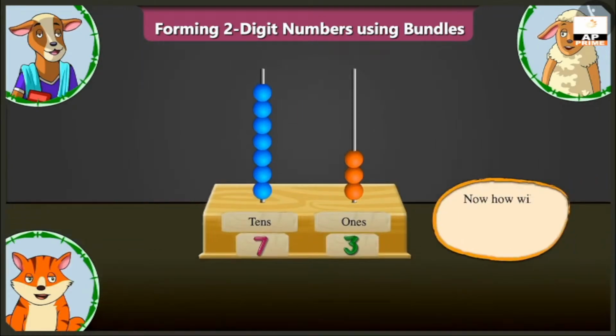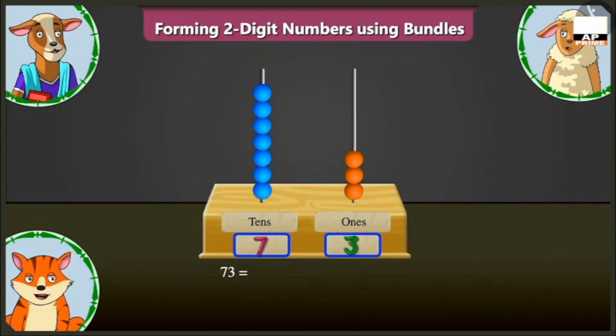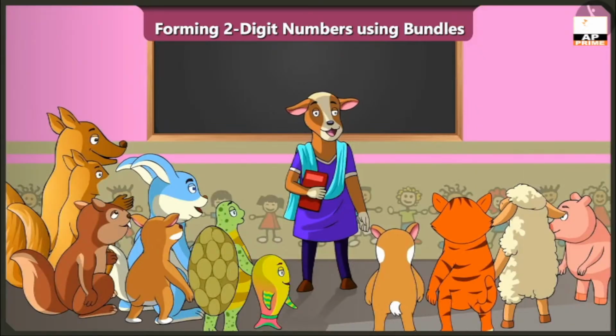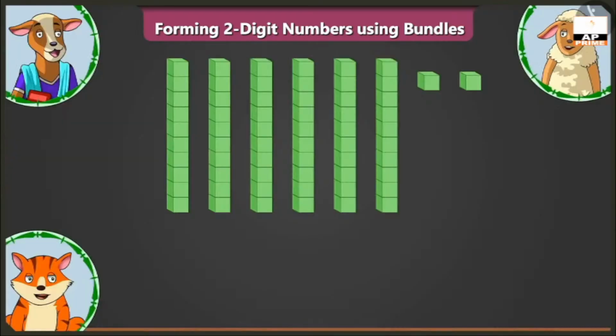Absolutely correct. Now how will you expand 73 into 2 parts? 73 means 7 tens and 3 ones, meaning its 2 parts will be 70 and 3. Well done. Now, let us look at the second example.